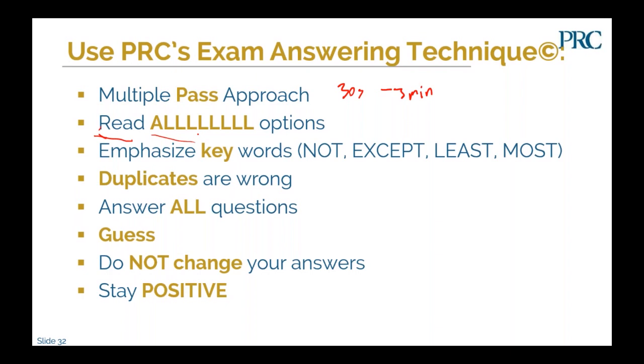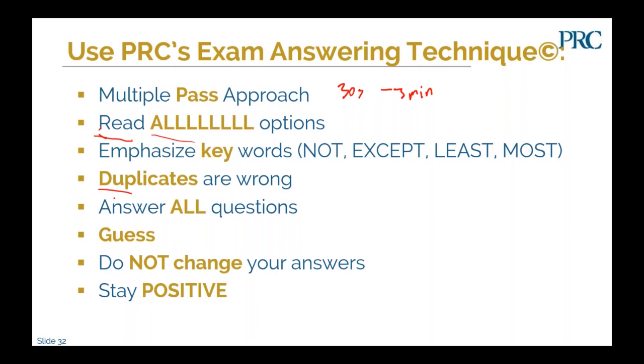Or which of the following is the best course? Sometimes you might have 2 correct answers, but which is better to do? So that's why you need to read all options and choose the best, or choose the correct answer amongst all options. Emphasize keywords: not, except, least, most, etc. Generally speaking, duplicates are wrong. So if you get 2 answers that are the same, chances are they're both wrong. If you get 2 answers that are the opposite, usually one of them is correct.